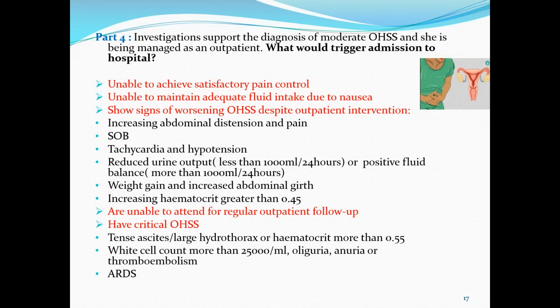So if she develops any of the following symptoms: increased abdominal distension and pain, shortness of breath, tachycardia, hypotension, reduced amount of urine, weight gain and increase in abdominal girth, hematocrit more than 0.45, it's an indication for hospitalization. If the patient is unable to attend regular outpatient follow-up, admit her. If there are any signs of critical ovarian hyperstimulation, like tense ascites, large hydrothorax, hematocrit more than 0.55, white cell count more than 25,000, oligoanuria, thromboembolism, ARDS, all this indicates critical, which is an indication for hospitalization.